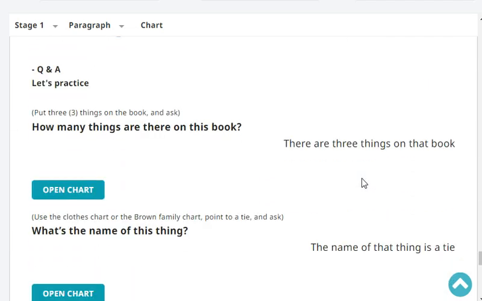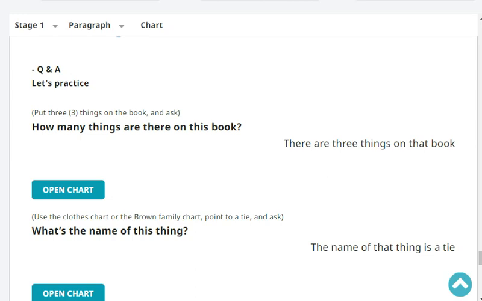First question. How many things are there in this book? There are three things on that book. Very good.